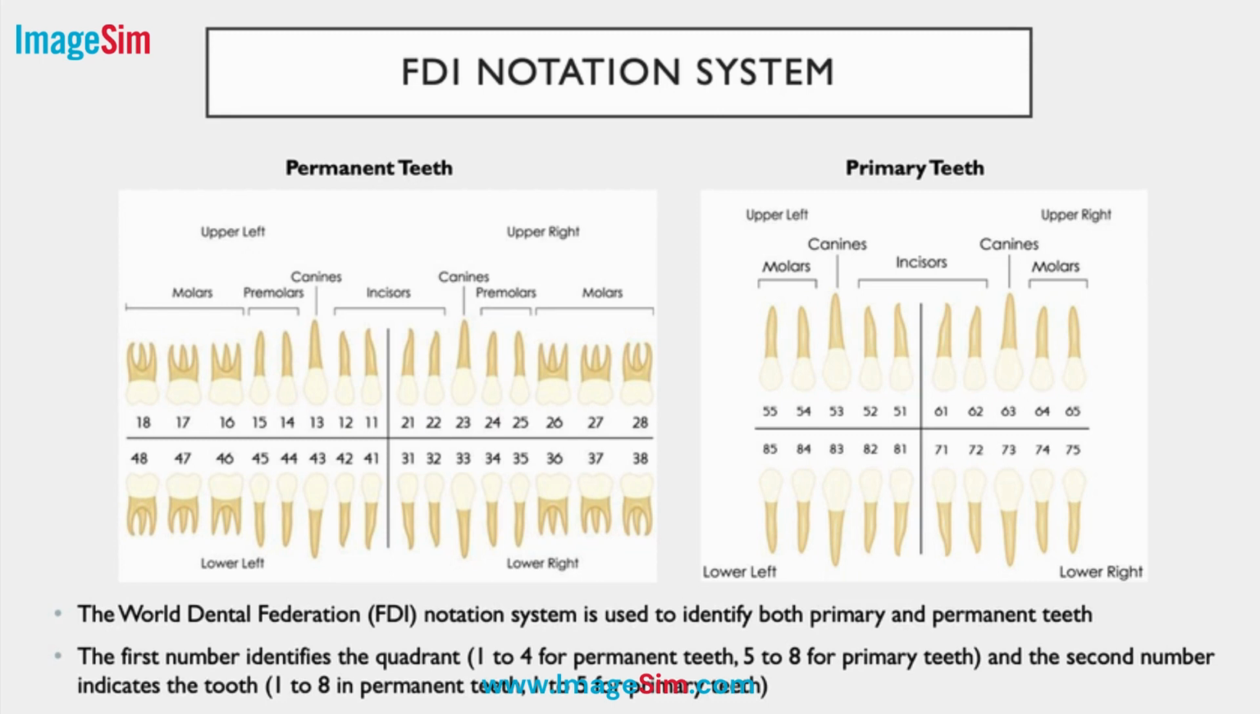FDI notation system. The World Dental Federation (FDI) notation system is used to identify both primary and permanent teeth. The first number identifies the quadrant, 1 to 4 for permanent teeth, 5 to 8 for primary teeth, and the second number indicates the tooth, 1 to 8 in permanent teeth, 1 to 5 for primary teeth.